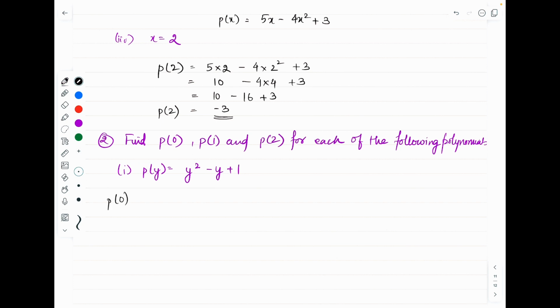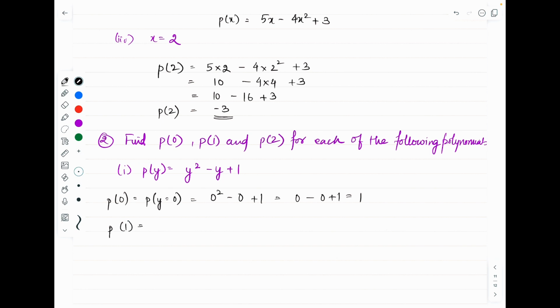P of 0 we have to find. P of 0 means p of y equals to 0. Okay, so we have to put instead of y we have to put 0. So y square is 0 square minus y is 0, okay, plus 1. So 0 square is 0 minus 0 plus 1. So this is 1. P of 0 is what? 1.